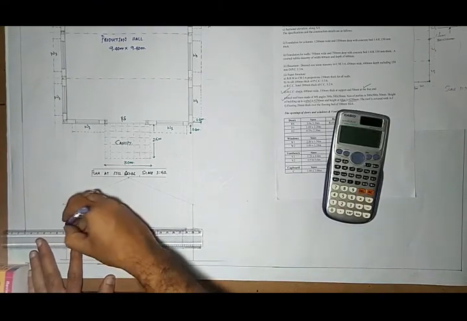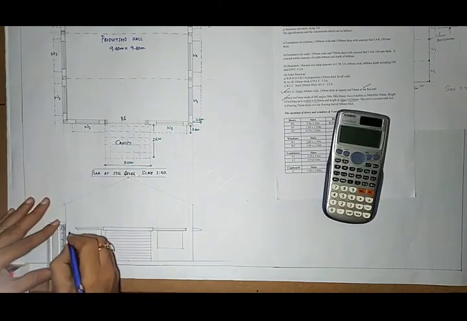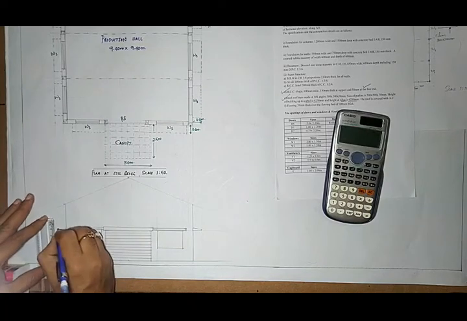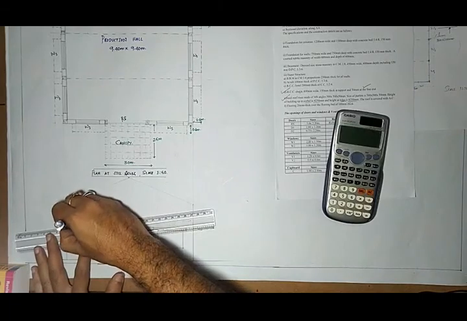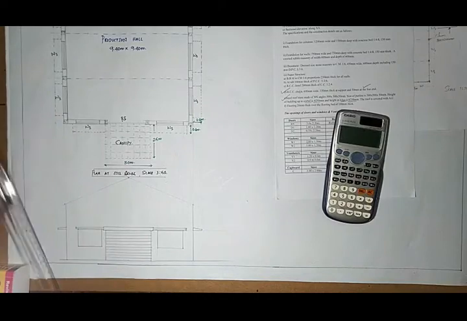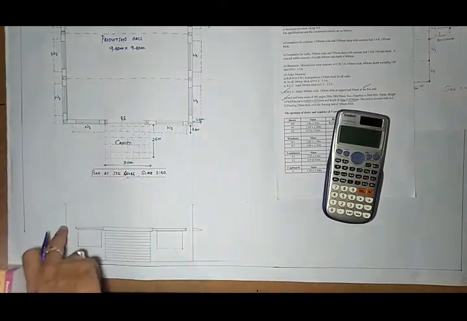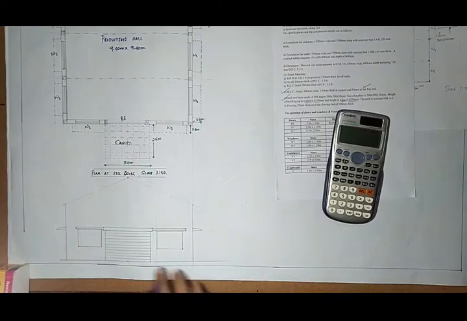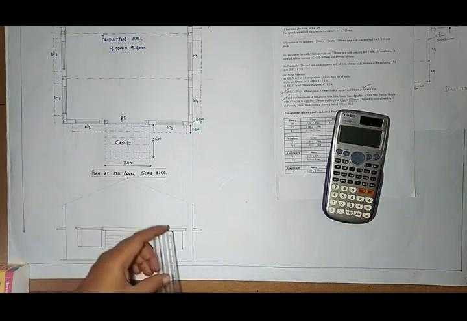Extend this line further. So you mark 0.3 here and 0.1 here, and extend these lines. So these chajjas are visible from this end, and these chajjas are visible from this end. And after this, so you have to draw these windows.